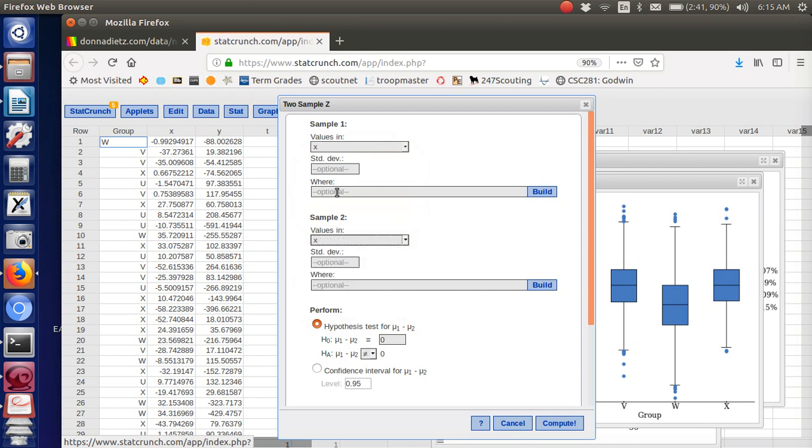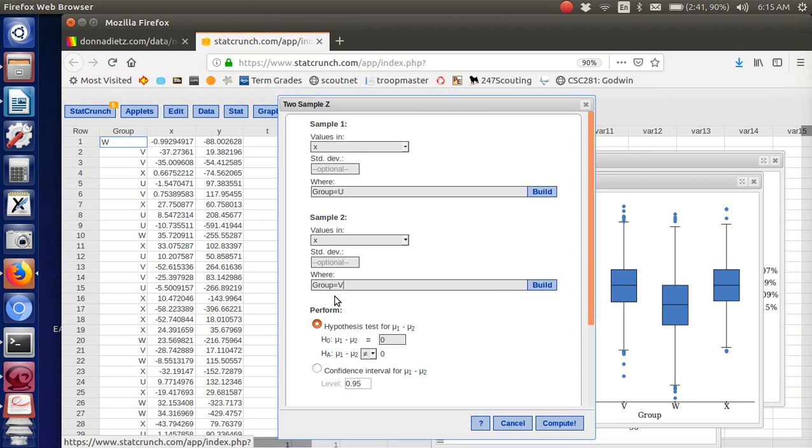Okay, and then we're not going to use the standard deviation, but we're going to say group equals, and it's whatever you want. Let's say group equals U. I have U and V. I could do that. Any 2 groups. There you go. As long as there's two groups you have.